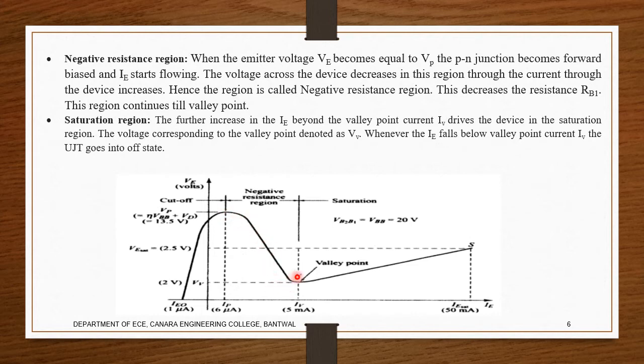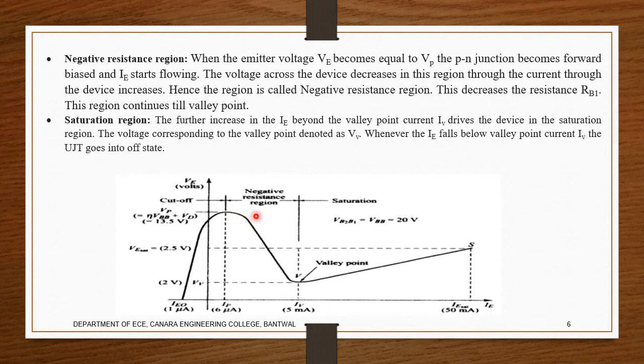When emitter voltage VE equals VP, the device is initiated into forward bias, or what we call negative resistance. The reason for that we will go into. IE starts to flow here. You can see here, this is a graph with respect to IE and VE.